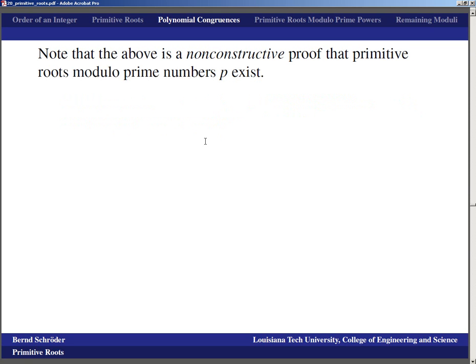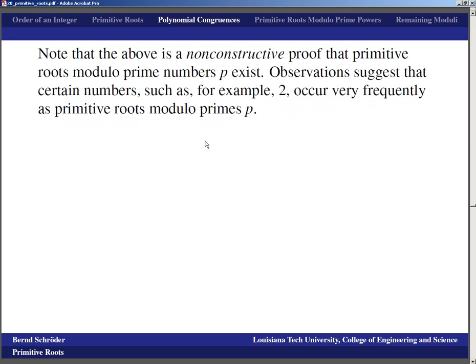Okay, now realize that that is a non-constructive proof that primitive roots modulo prime numbers p exist. And observations suggest that certain numbers, such as, for example, 2, occur very frequently as primitive roots modulo prime numbers p. And that leads to a conjecture that is not proved. It's a conjecture by R.